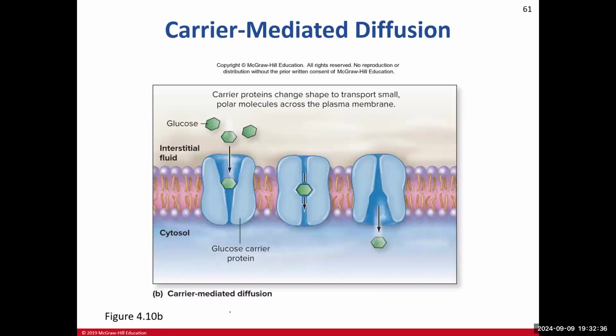So here's an example of that carrier-mediated diffusion. There's the glucose. It needs help coming in. So it enters through the external portion of the channel, and you can see it changes shape. It goes through this configuration shape change to move glucose to the inside. And so if we want to get more glucose to come into the cell, we just build more of these and put them into the plasma membrane. Then we can get more glucose.